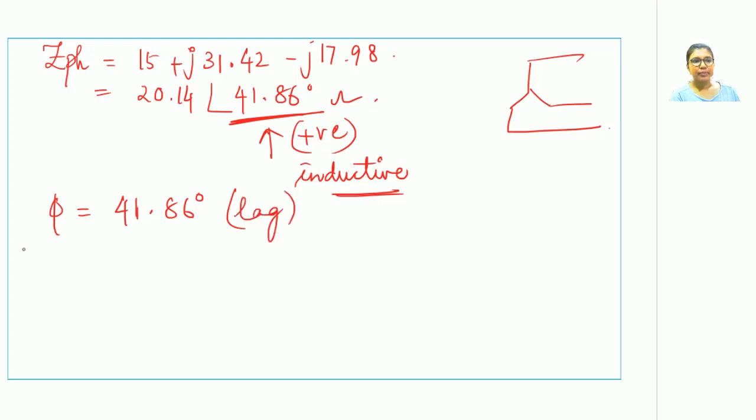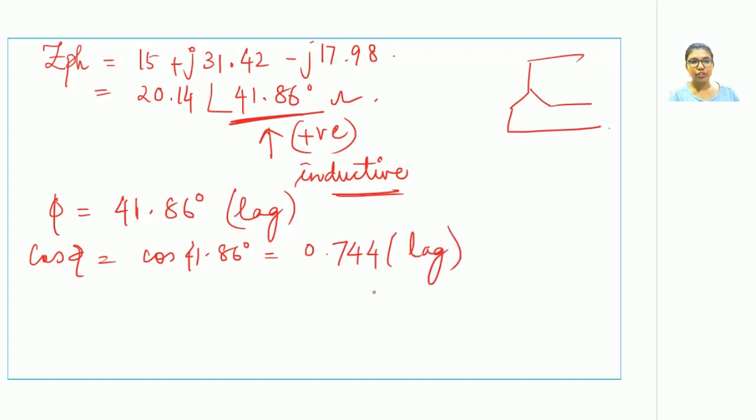This is a lag. And cos phi is cos of 41.86 degrees, which comes out to be 0.744. Again, one has to mention whether it is lead or lag. Over here, it is lag. So these things are already known to us, and now it is very easy for us to compute. So with this, we have done the first bit.